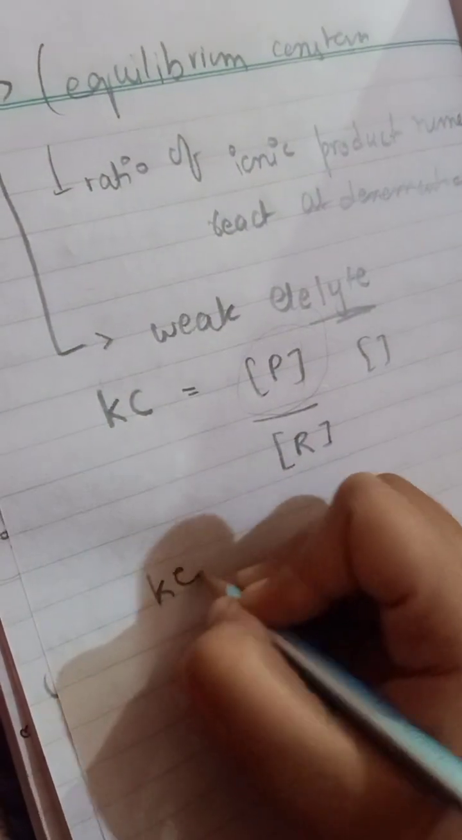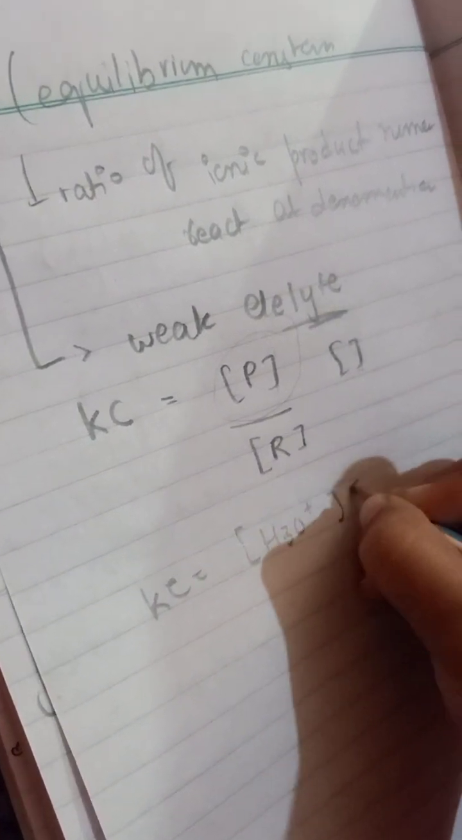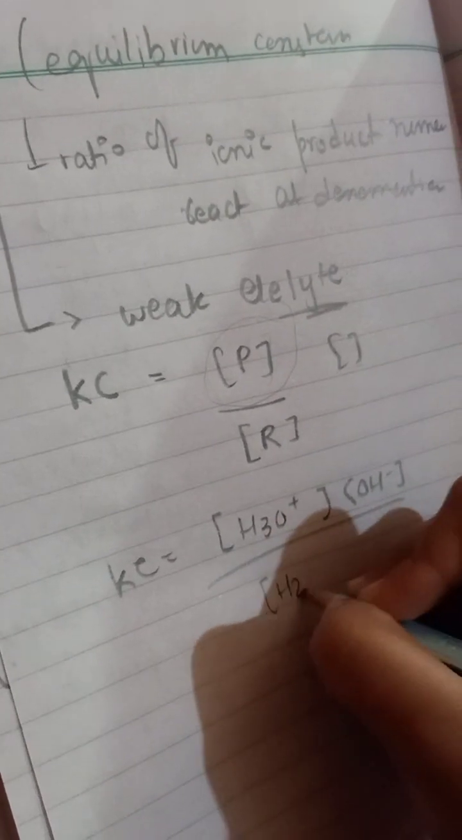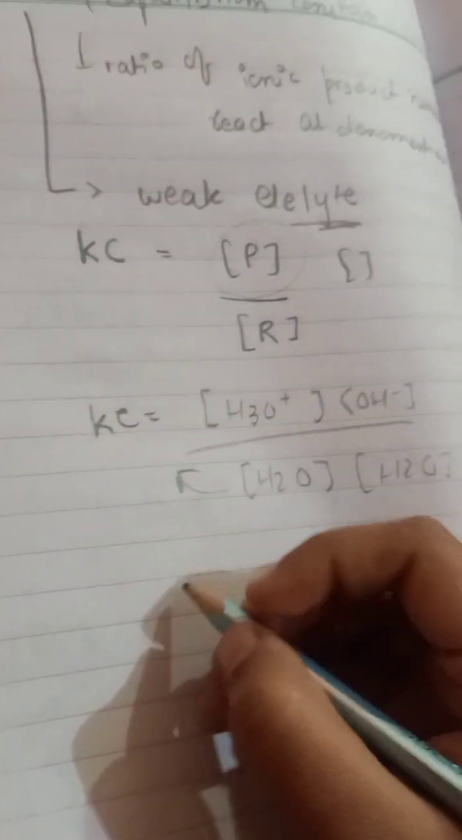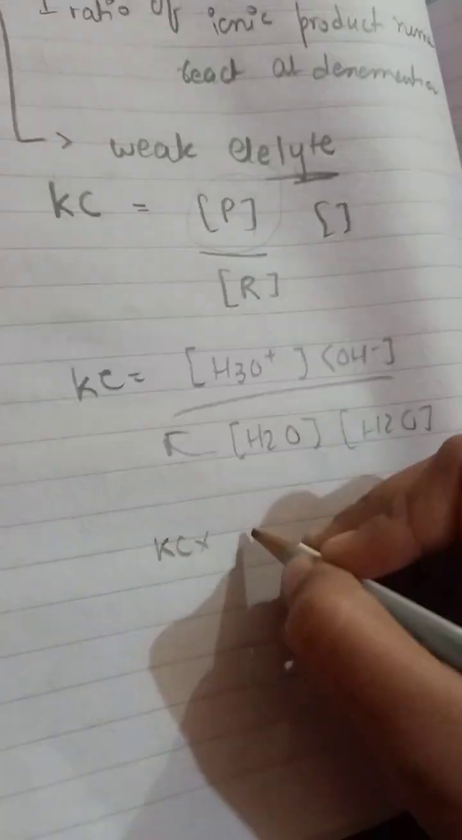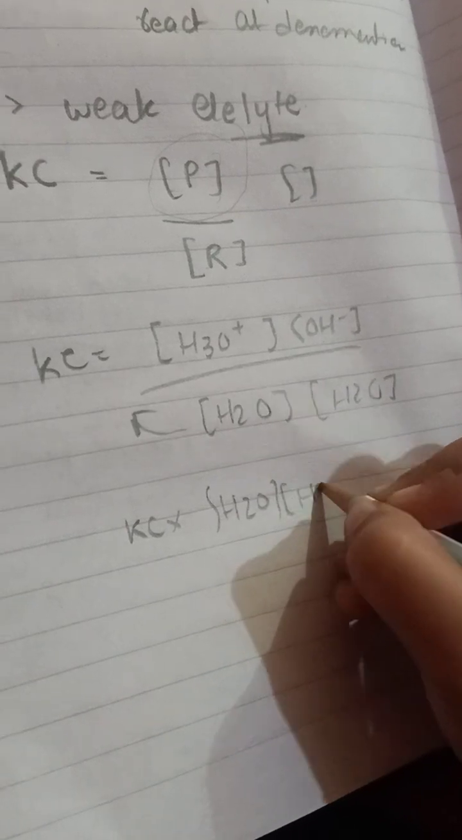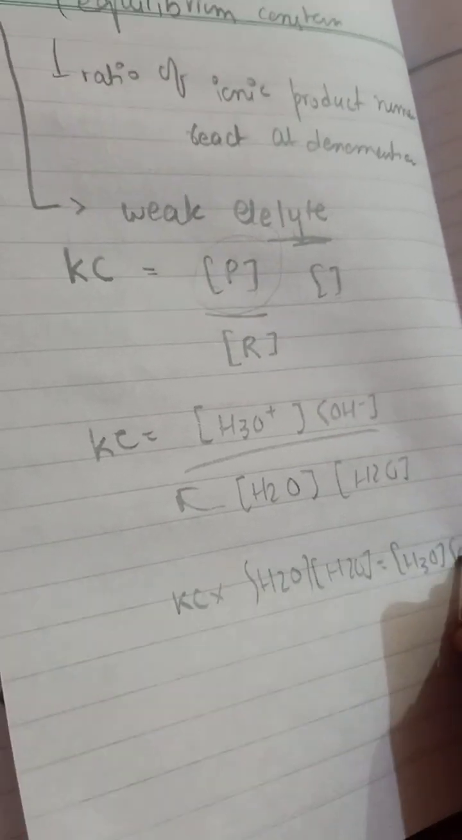After that we can write Kc. The product was H3O plus and OH minus, and the reactant was H2O and H2O. It will move here and get multiplied. So we can write Kc multiplied by H2O, H2O, is equal to the hydronium ion times hydroxide.